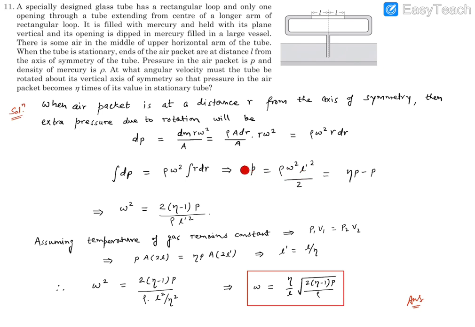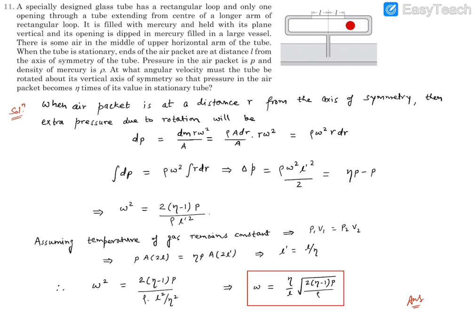Now this pressure change is given to us. The final pressure becomes eta P and the initial pressure was P. So this will be equal to eta P minus P. From here, we can find omega square. So omega square is going to be 2 times this expression divided by rho L prime square. So omega square comes out to 2 (eta minus 1) P divided by rho L prime square. So that's the angular velocity square. Now here P is known, eta is known, density is known. L prime, the final distance from the axis of symmetry, has to be calculated.